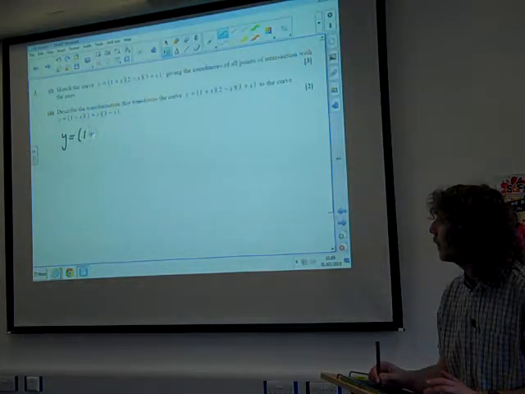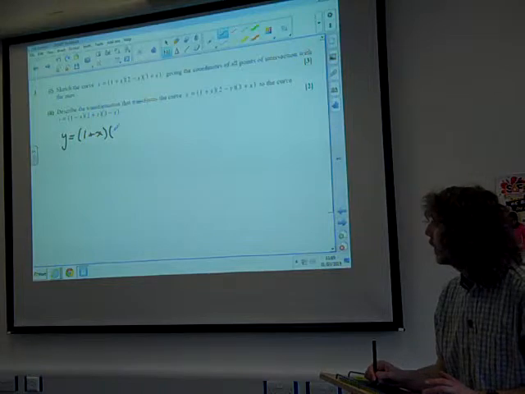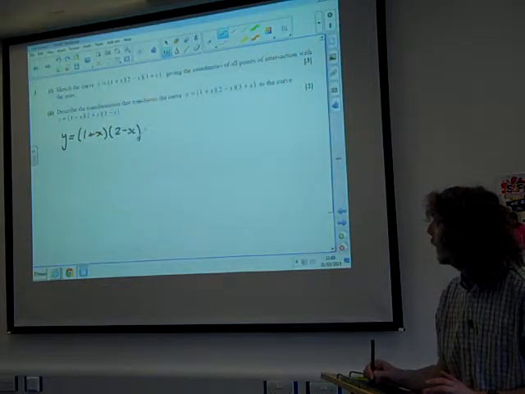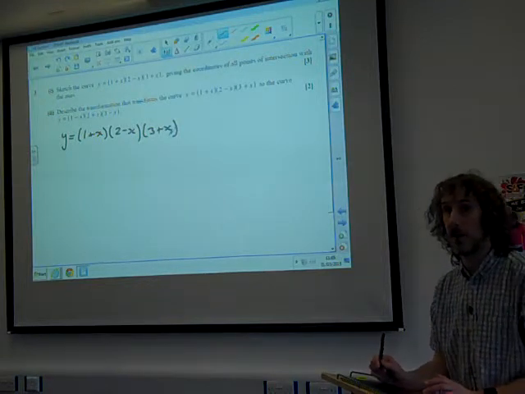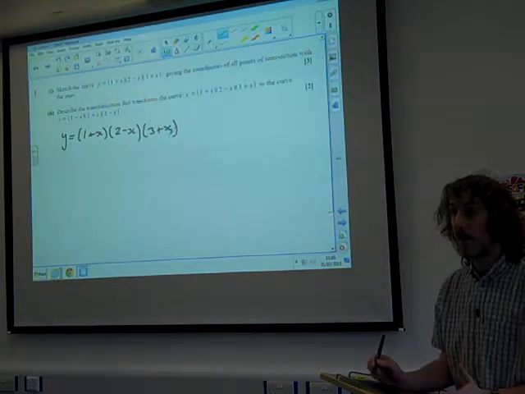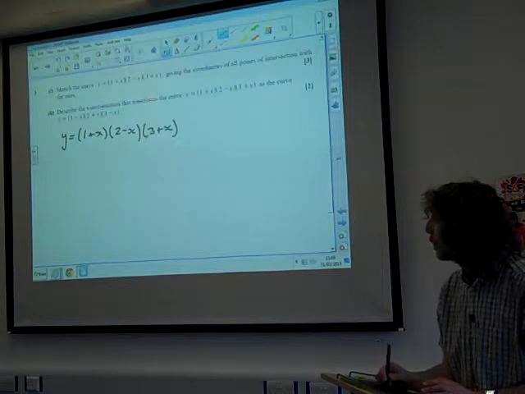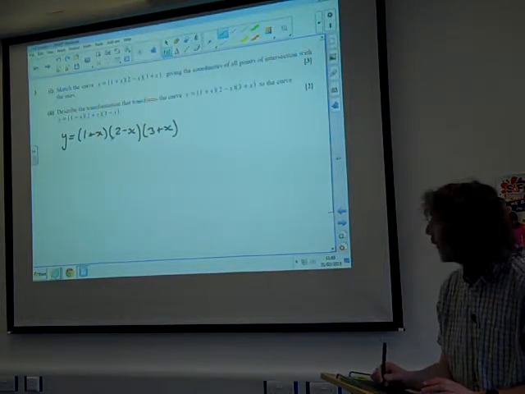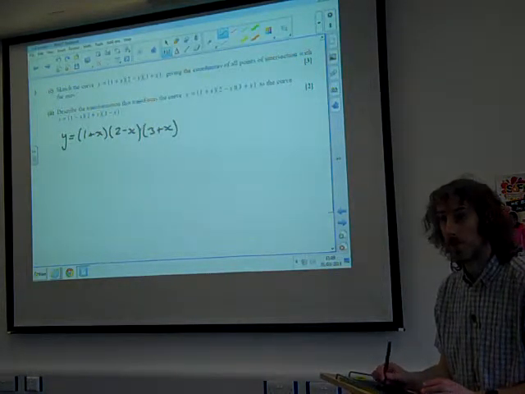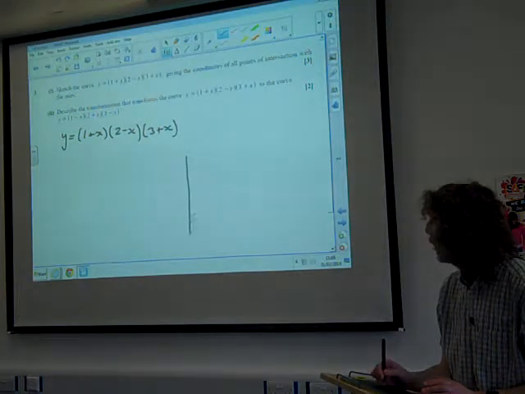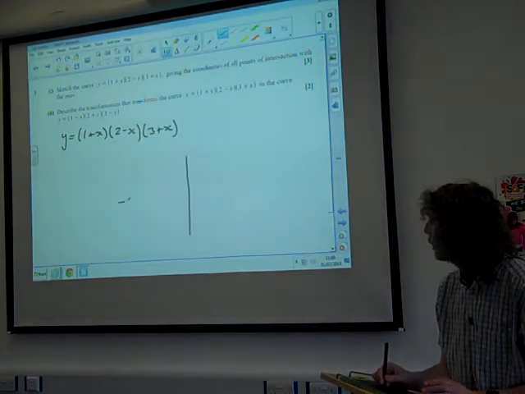Well, it did say showing the points of intersection with all the axes. The first thing is, if this is equal to 0, what values of x make each of these brackets equal to 0? Easy enough thing to answer to start with.